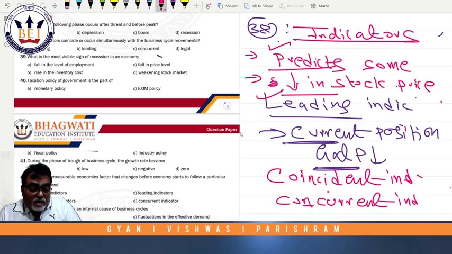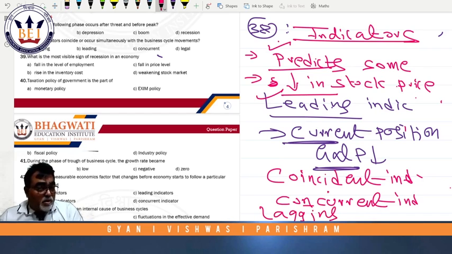Suppose after this COVID situation, what happens? A huge amount of unemployment will come, and the interest rate will be bombastic. That historical performance, which comes after this period, in the future, is called lagging.